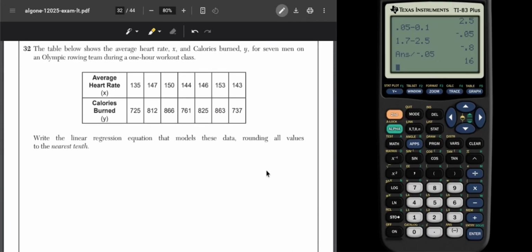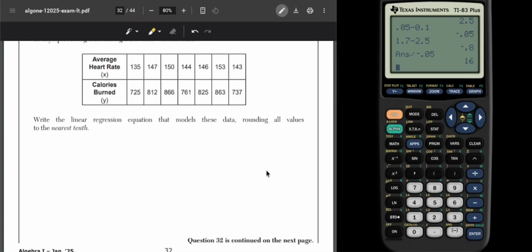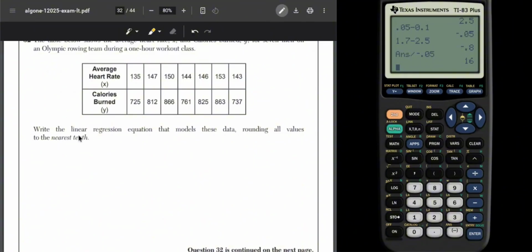Question number 32 says, and this is the question that I want everybody who's taking the Algebra 1 Regents to please get all 4 points on, because everything is on your calculator. So 32 says, the table below shows the average heart rate X and the calories burned Y for 7 men on an Olympic rowing team during a 1-hour workout class. Write the linear regression equation that models these data, rounding all values to the nearest 10th. Please pay attention. So what am I going to do first?